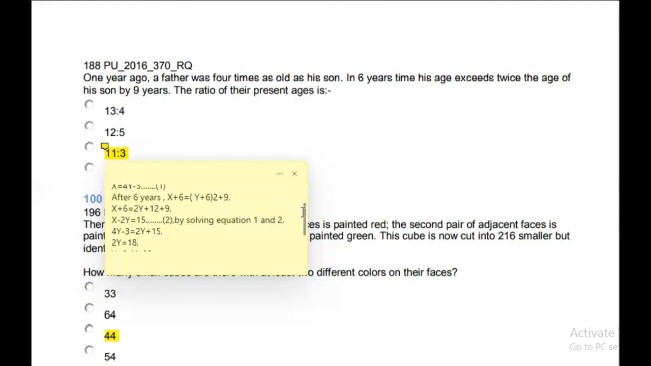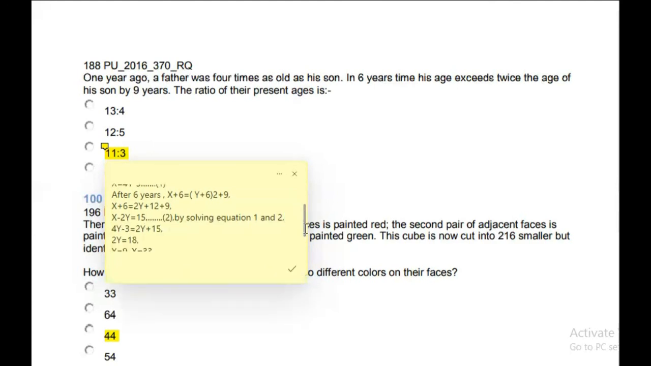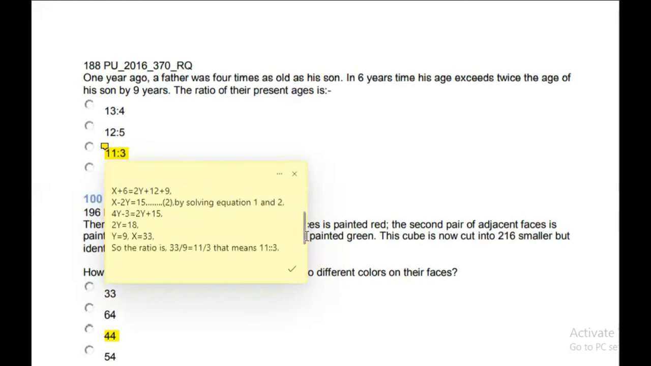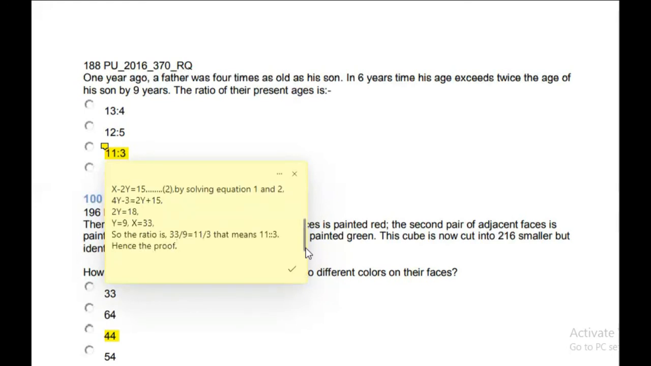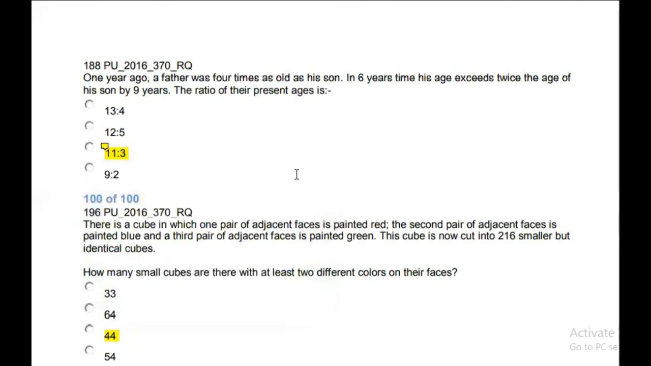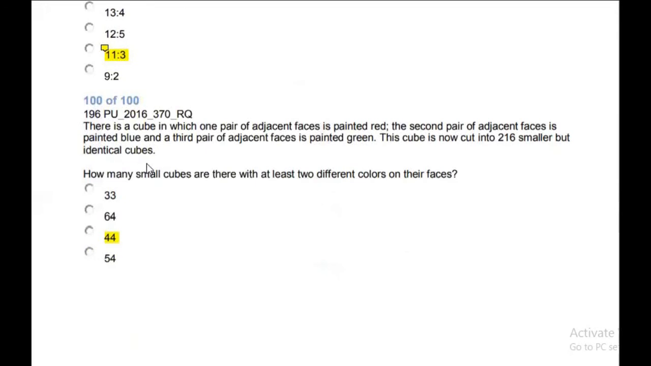By solving equations 1 and 2, 4y minus 3 is equal to 2y plus 15. So 2y is equal to 18, then y is equal to 9, x is equal to 33. So the ratio is 33 by 9 is equal to 11 by 3. That means 11 is to 3 is the ratio, hence the proof. The ratio of their present ages is 11 is to 3. Option C is correct.